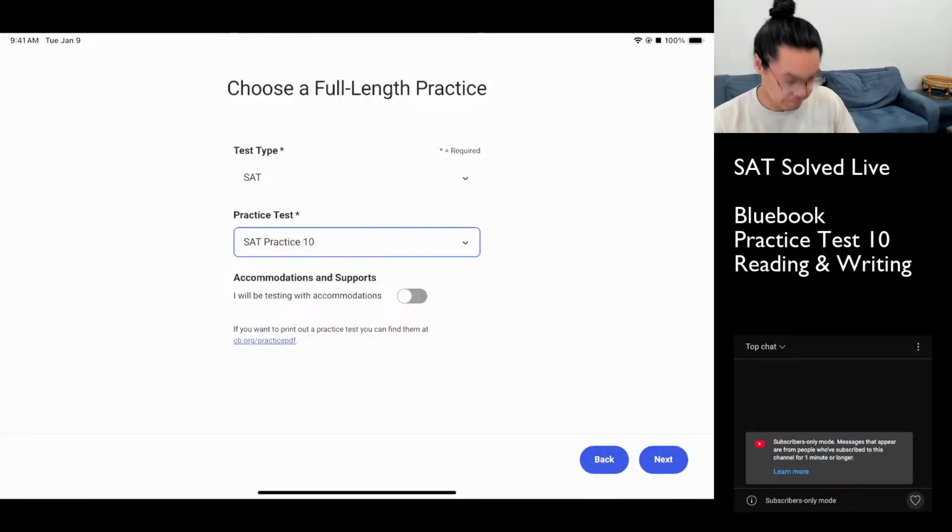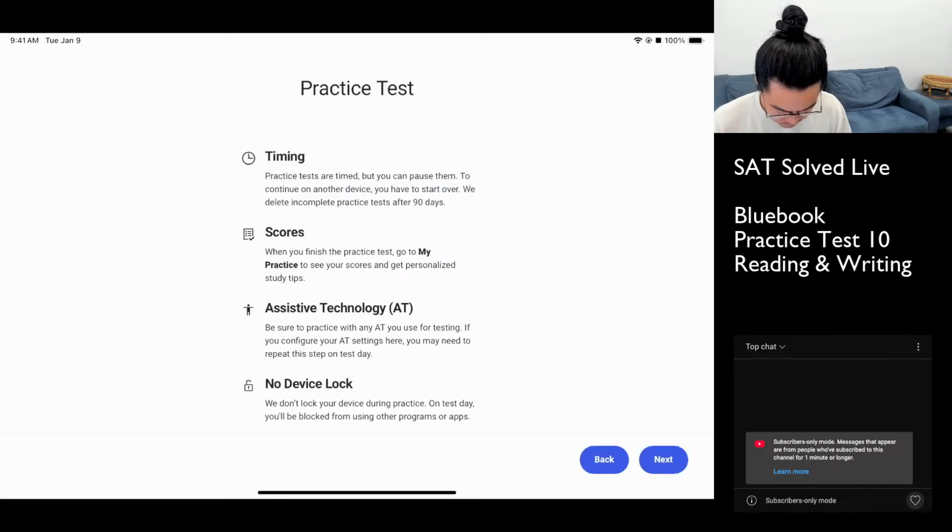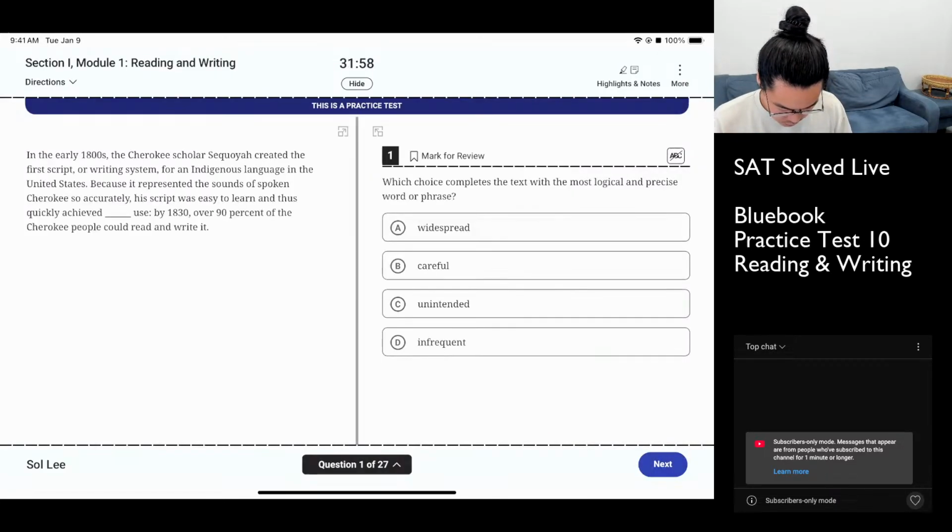All right, let's get into the app itself and SAT Practice 10, and we're going to get going right away. 32 minutes.